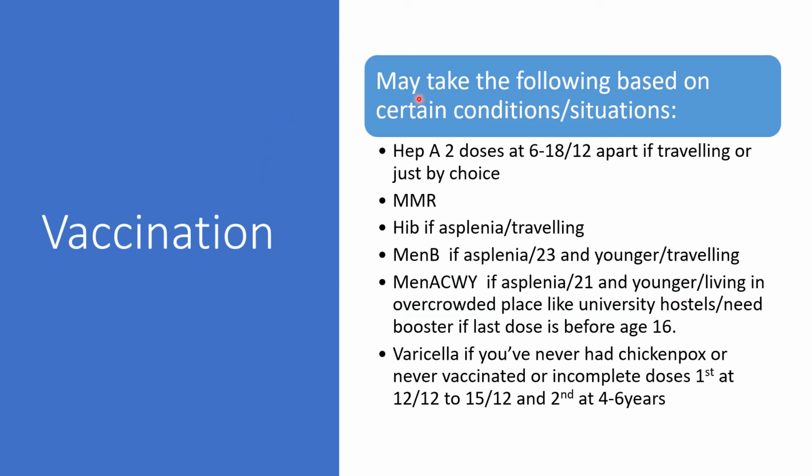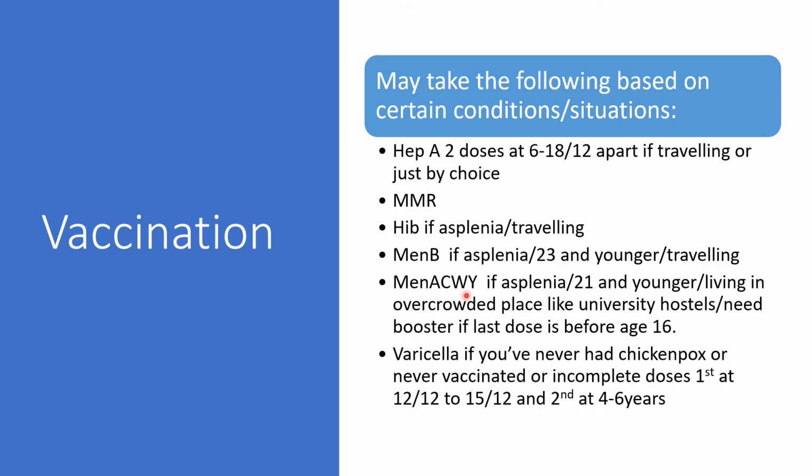Now, you may take the following vaccines based on certain conditions or situations. Hepatitis A, 2 doses at 6 to 18 months apart if you are traveling or it's just by your choice. You can take measles, mumps, rubella if you are young and you've never had it before. Haemophilus influenzae B if you don't have a spleen anymore for many reasons or you're traveling to an endemic zone. Meningococcal B if you are asplenic, 23 and younger, and traveling.